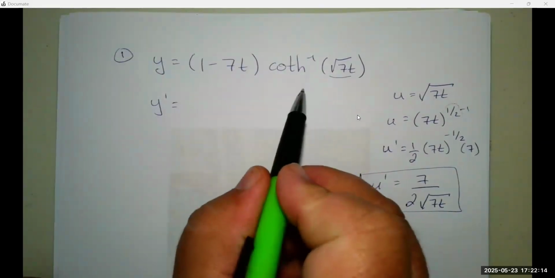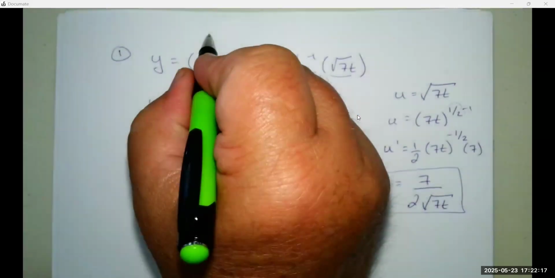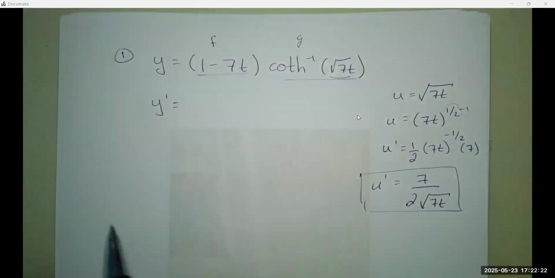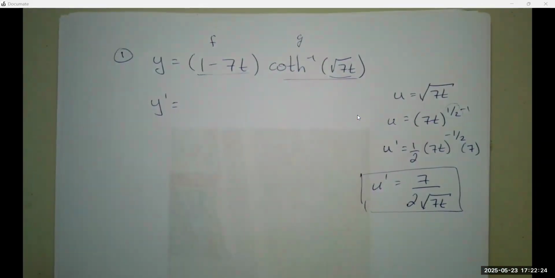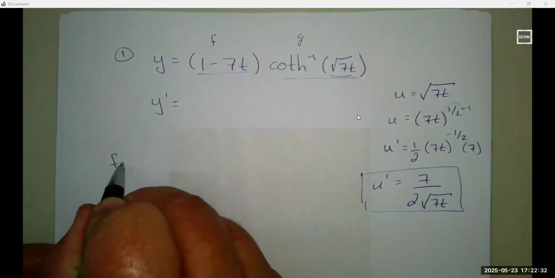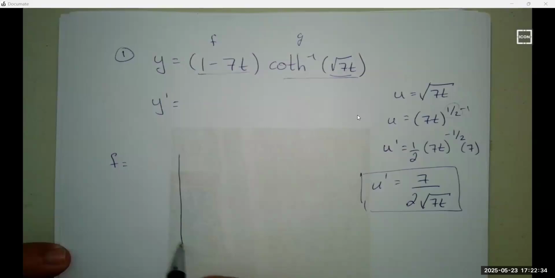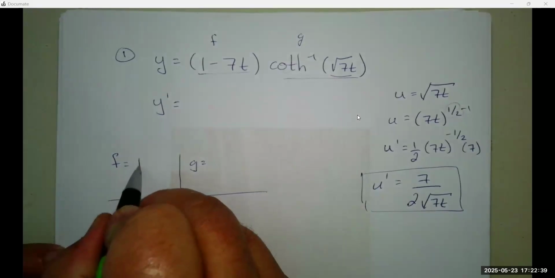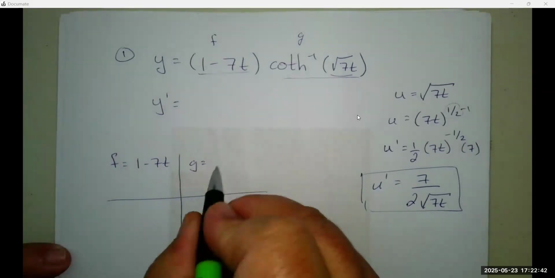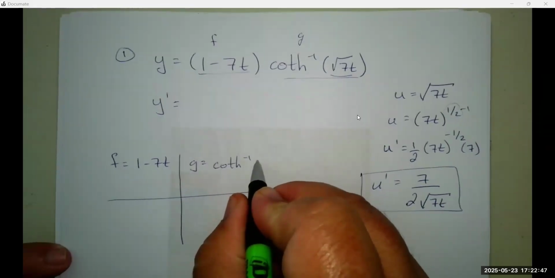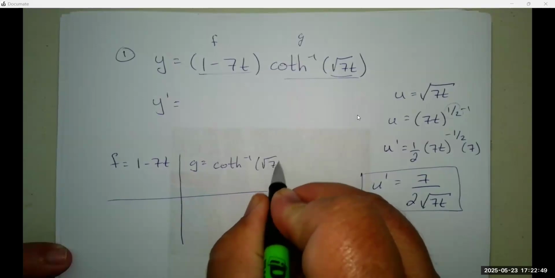Since this is a product, for us to take the derivative of this, this first part we'll call f of x, the second part we'll call g of x. Because in my calculus courses, when I teach people how to do the product rule, I don't need to make them memorize that thing. What we do here in my classes is we list f and g. So f is 1 minus 7t. g is the inverse hyperbolic cotangent of square root of 7t.